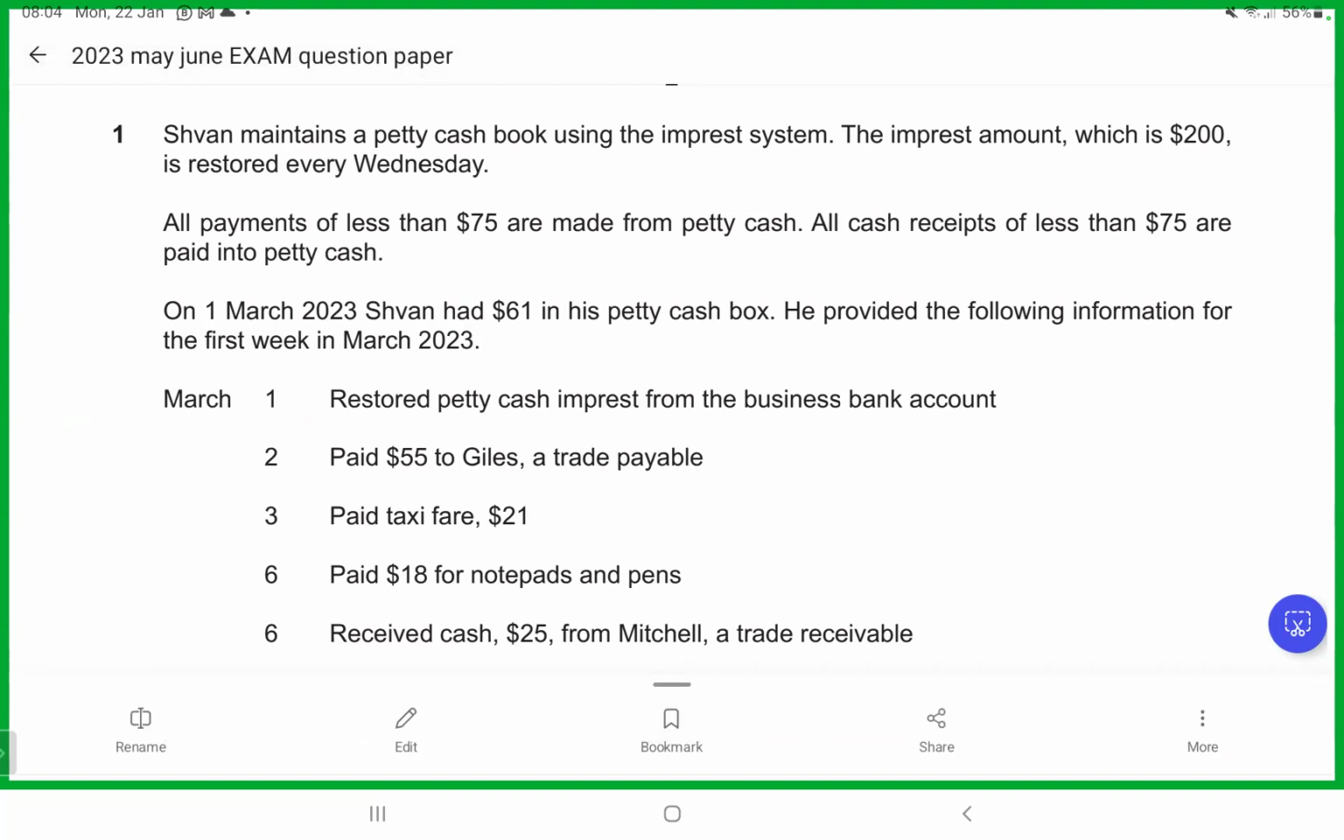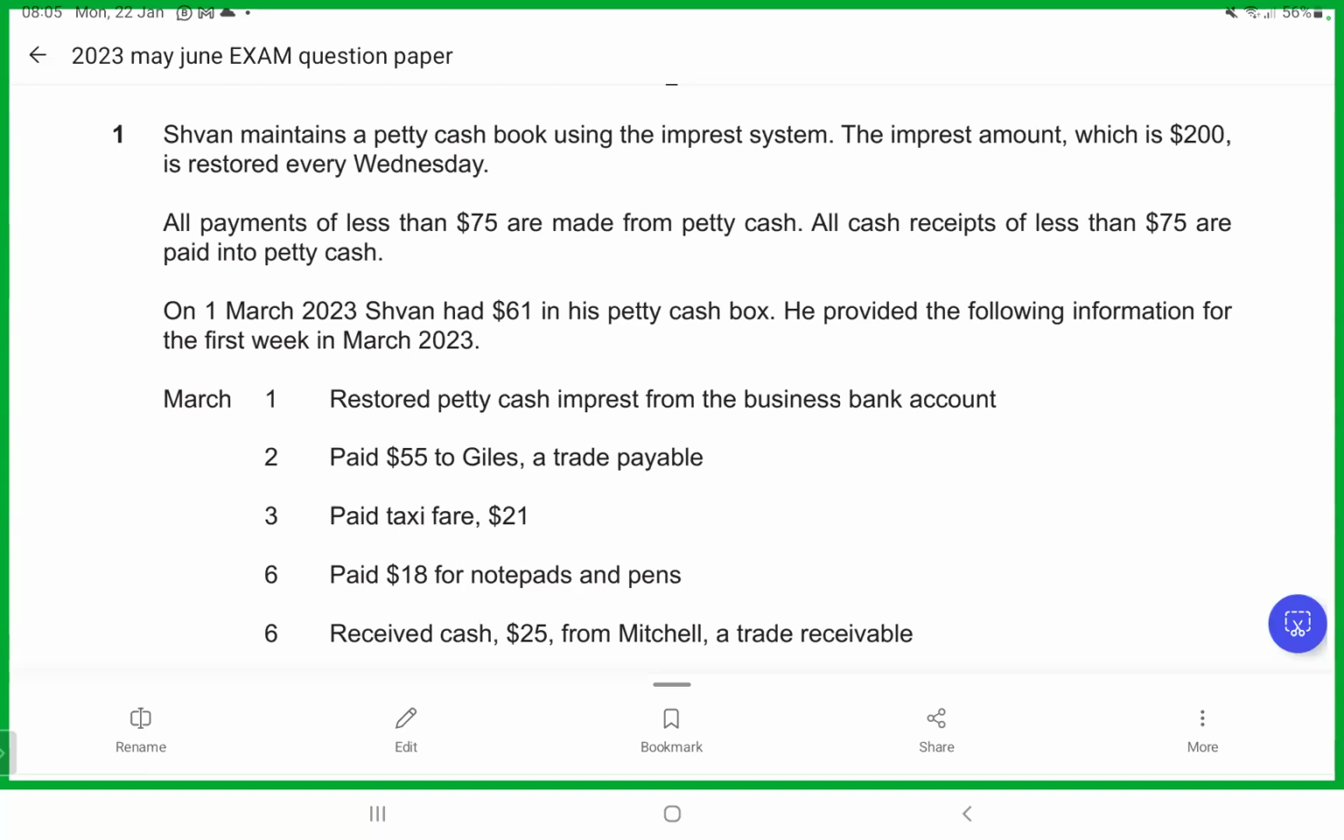Shavan maintains a pet cash book using the imprest system. So the imprest amount, which is 200, is restored every Wednesday. So every Wednesday, there is an amount of 200 that is restored. What this simply means is that the senior accountant always gives 200 to the junior accountant to meet these small transactions. So the cashier who deals with these small transactions will be given this amount of money every Wednesday.